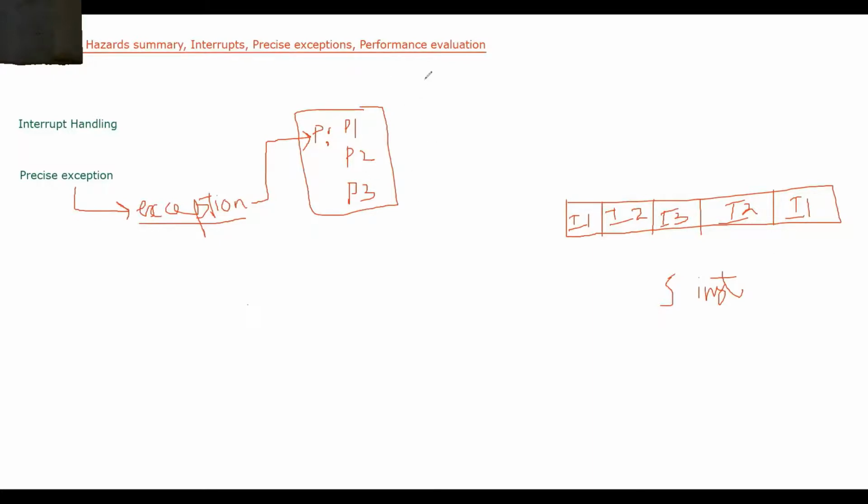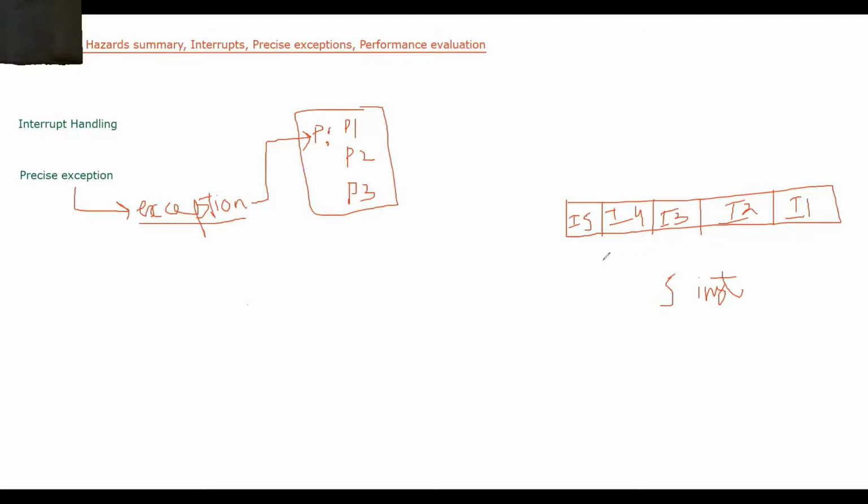Here I have written these instructions repeatedly, so let me rewrite this again. So this is I4, this is I5. The normal behavior is that whenever an exception occurs, we have to stop the program. But we know that how many instructions are there in the pipeline? There are 5 instructions in the pipeline.